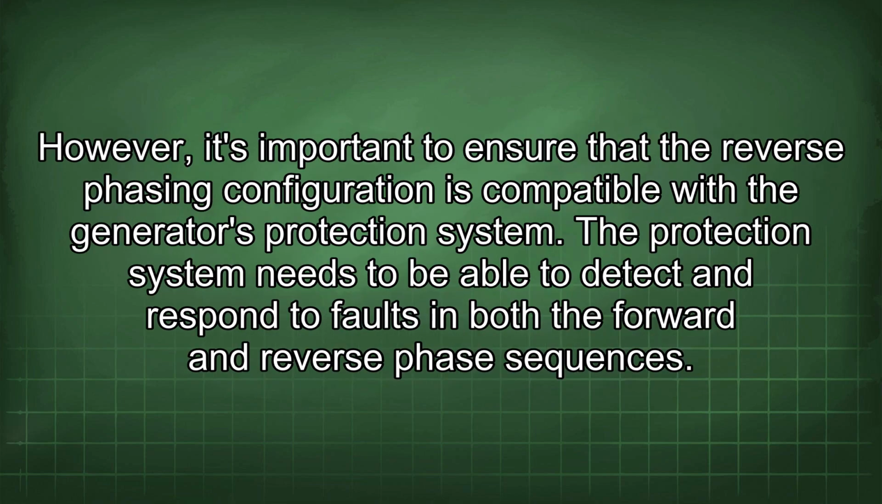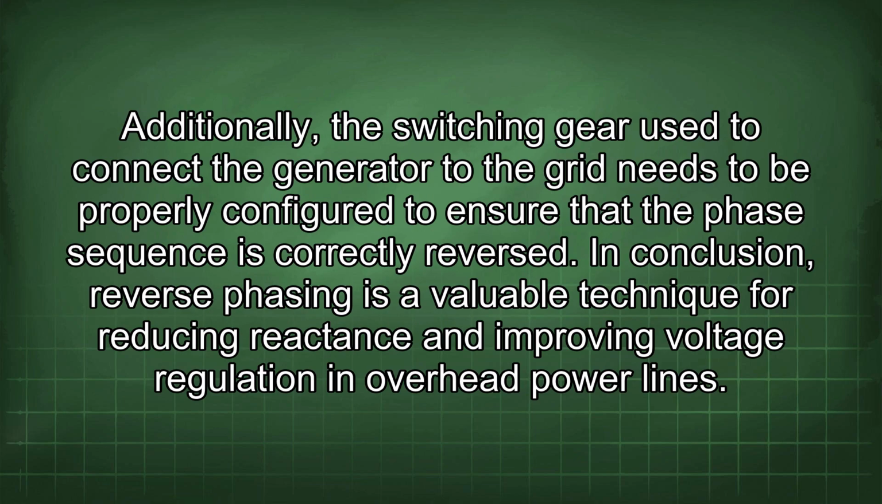However, it's important to ensure that the reverse phasing configuration is compatible with the generator's protection system. The protection system needs to be able to detect and respond to faults in both the forward and reverse phase sequences. Additionally, the switching gear used to connect the generator to the grid needs to be properly configured to ensure that the phase sequence is correctly reversed.